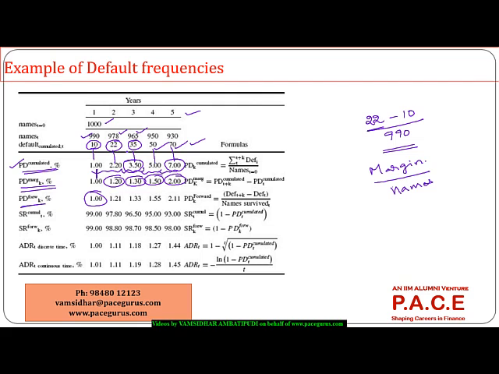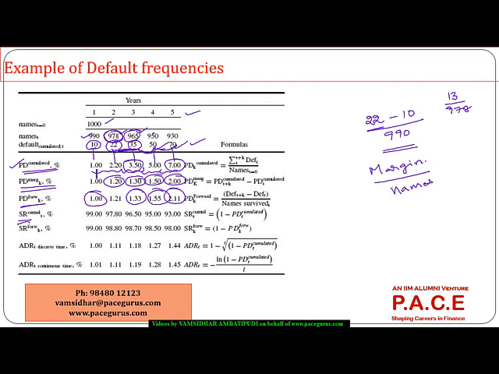So here you could see for the third year, it is 13 divided by 978. Only 978 were there at the beginning of the third year. Out of those 978, 13 of them have defaulted in the year. So the forward rate comes out to be 13 divided by 978 here. Here it comes out as 15 divided by 965. And here it comes out as 20 divided by 950. That is how you compute the forward rate.